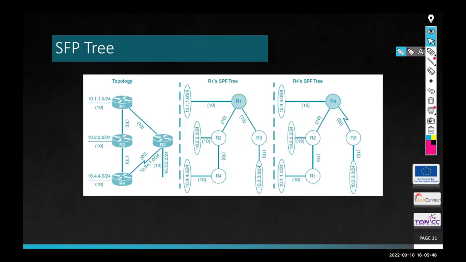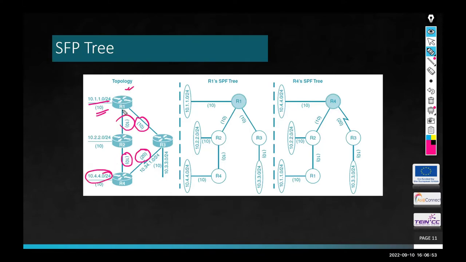When you have all the LSAs in your router, like in the topology on the left side, say R1 has all the LSAs in its topology, from R2, R4, and R3. How is the SPF tree actually built from the OSPF database? R1 is connected to one network, 10.1.0.0/24, and the cost to this destination is 10. From R1 to R2 the cost is 10, R1 to R3 is 10, R2 to R4 is 10, and R3 to R4 is 10. For R2 to reach the destination 10.4.4.0/24, the cost is also 10.